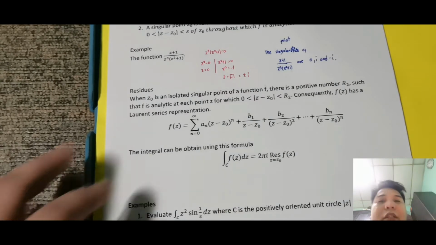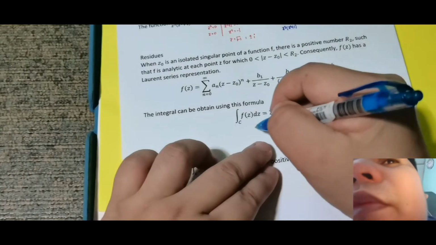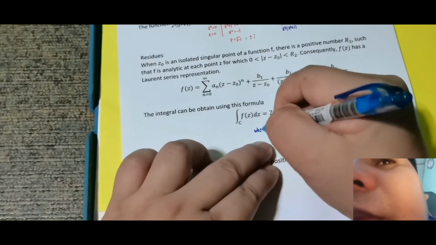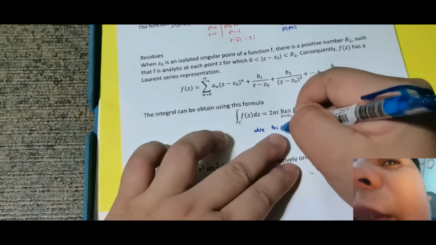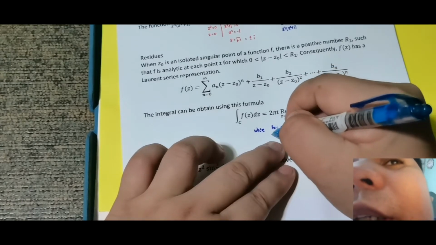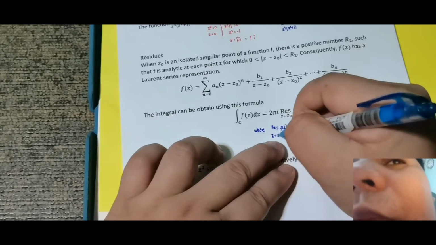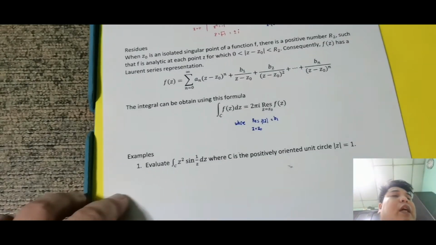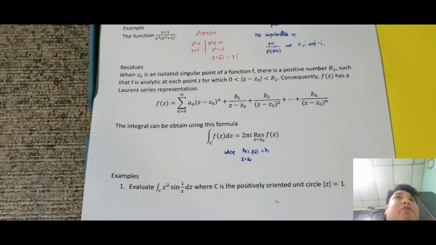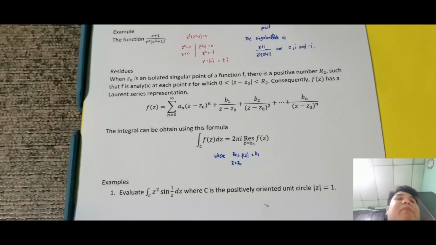So ano lang gagawin? Where, lagay ka lang dito, where residue ng f of z at z is equal to z naught is just equal dun sa b sub 1. So ano yung ibig sabihin? Hahanapin mo yung term nung ating Laurent series na kung saan siya yung 1 over z minus z sub naught raised sa 1. Kung sino yung naka-raise sa 1, kung sino yung kanyang coefficient, ayun yung ating residue.